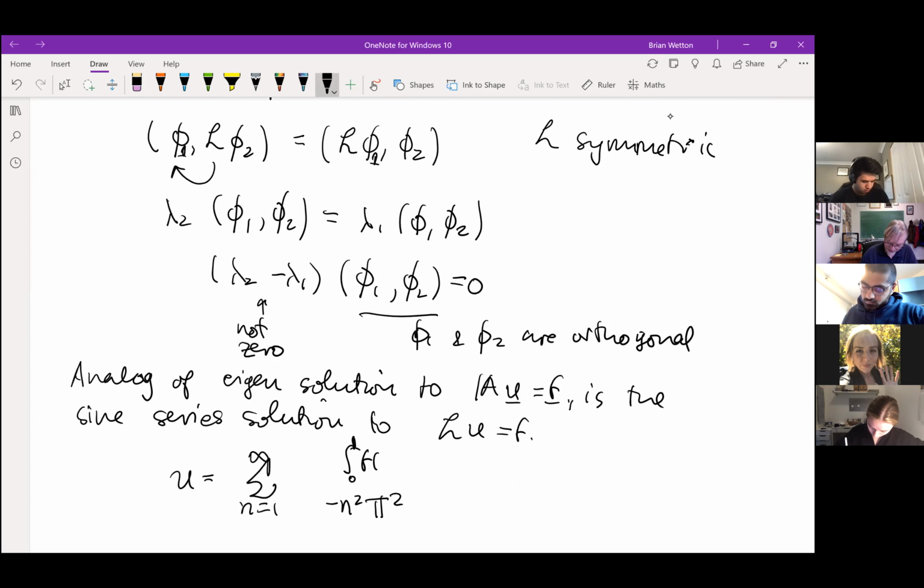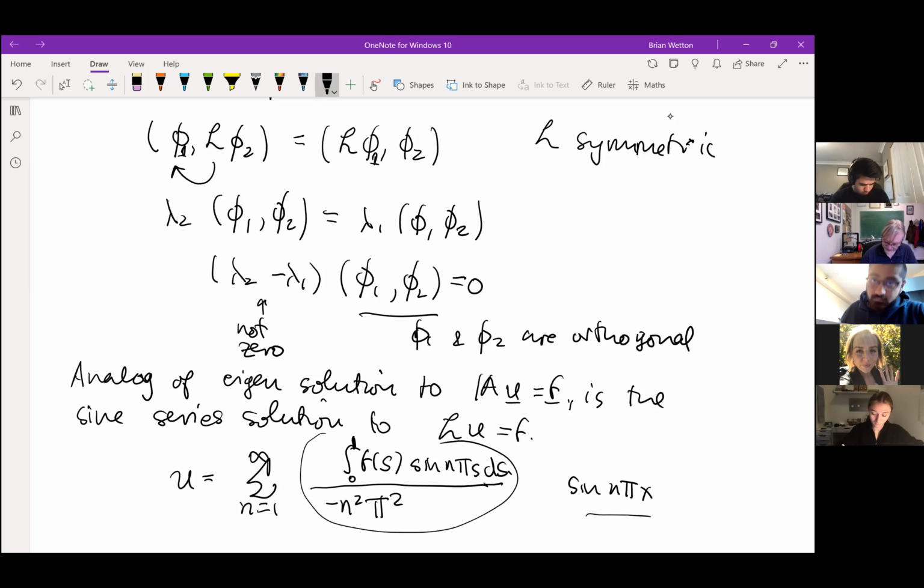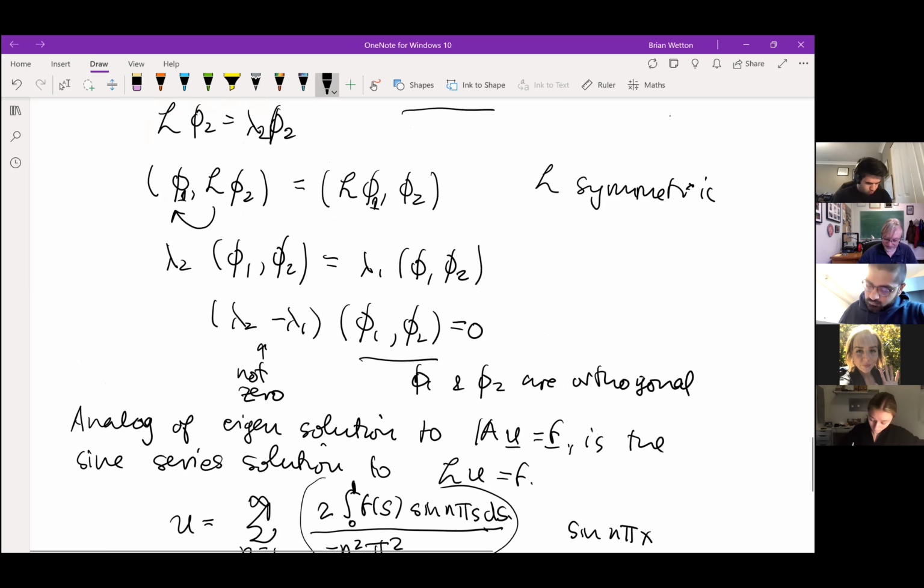I'm going to write that out a little bit differently. This is an integral that's going to give us a number, so let me put a dummy variable there. So here's the function of x. Here is a coefficient that we found in exactly the same way as before. And there's a 2. Where does the 2 come from?